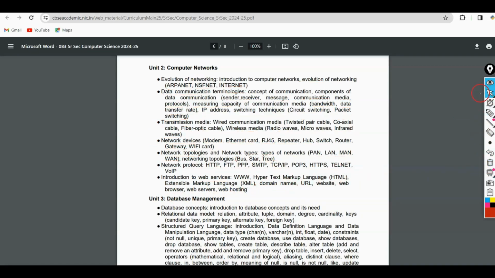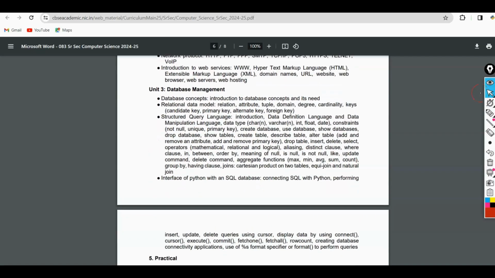Let us move on to the next chapter, your last chapter, Unit 3, which is database management. Under database management you are going to study the database concepts first. This is your introduction. After that you are going to study the relational data model, which comes under RDBMS, that means relational database management system. Under the relational model you are going to study relation, attribute, tuple, domain, degree, cardinality and keys. Under keys we have candidate keys, primary keys, alternate keys and foreign keys.